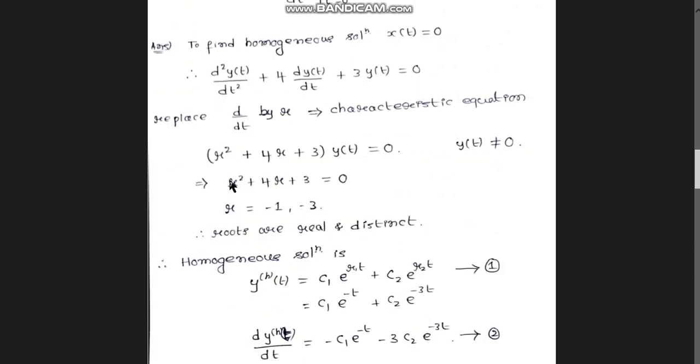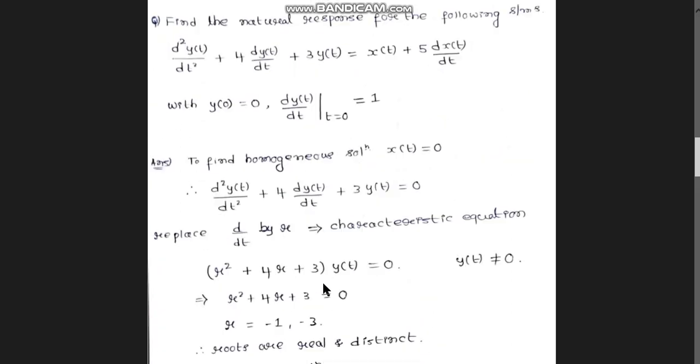So now you can solve this equation using a calculator or the formula minus b plus or minus root of b square minus 4ac divided by 2a. You will get the roots as minus 1 and minus 3. These roots are not the same, so they are distinct, and they are also real, not complex numbers. There is no involvement of a plus jb. So we are getting minus 1 and minus 3 as our roots.